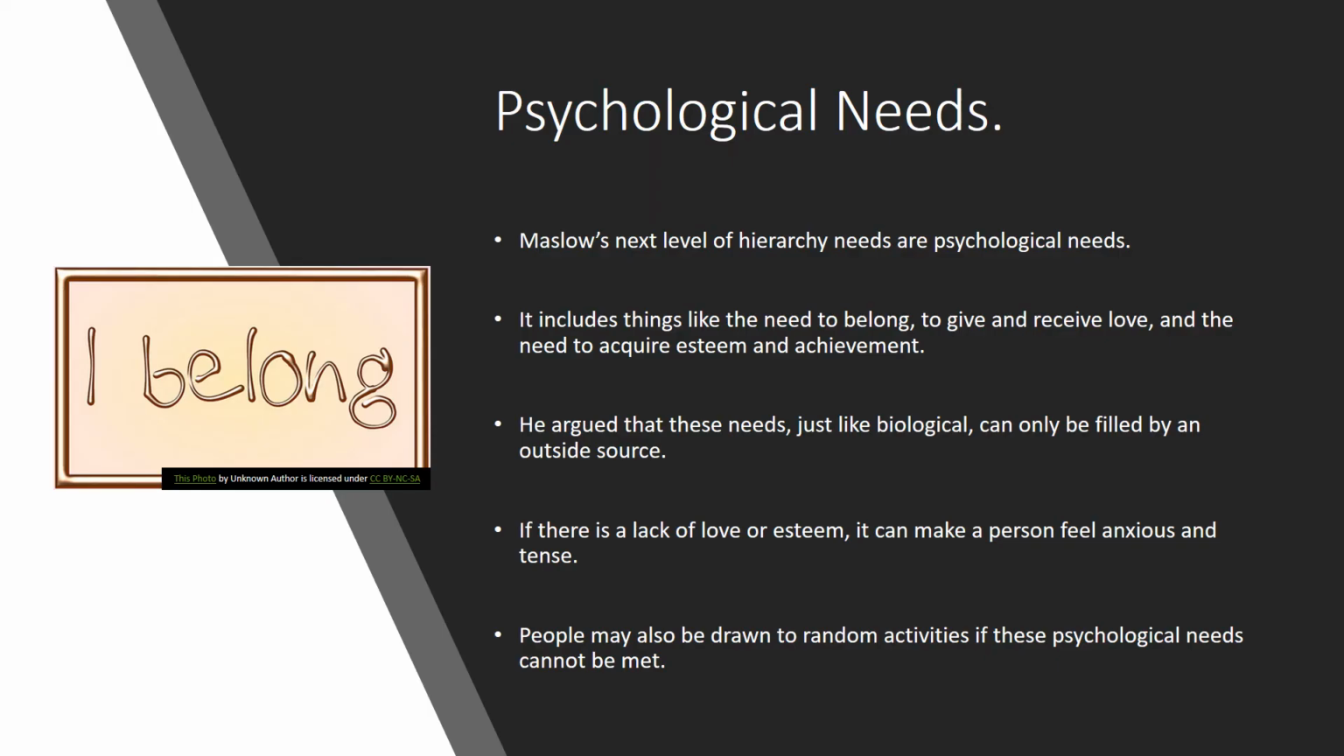The second level is the psychological needs. It includes things like the need to belong, to give and receive love, and the need to acquire esteem and achievement. He argued that these needs, just like biological needs, can only be filled by an outside source, so by something else or by somebody else. If there is a lack of love or esteem, it can make a person feel anxious or tense, and if people do not receive these things, they might be drawn into random activities that go against society if these psychological needs are not met.